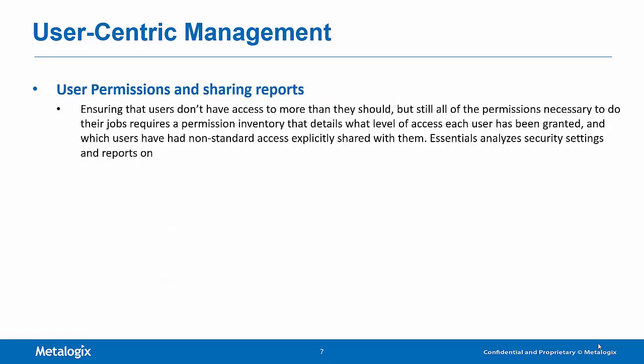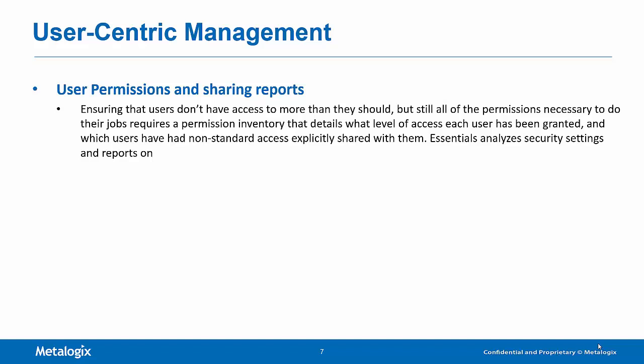The third functionality within user-centric management is reporting on user permissions and sharing. Organizations need to ensure that users don't have access to more than they should, but still have access to all of the permissions necessary to do their jobs. Now, this requires a permission inventory that details what level of access each user has been granted by default and which users now have non-standard access explicitly shared with them.